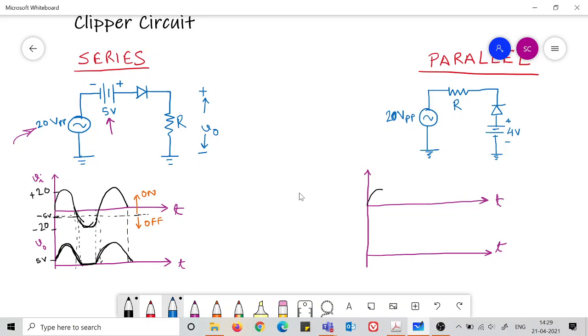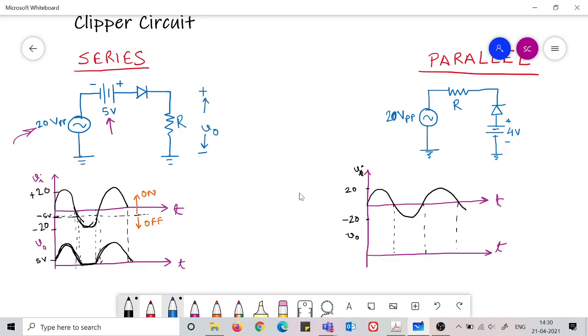This is the input side voltage, 20 volts, 20 minus 20, sorry, Vi, there it is, V0, and here you see what happens. This 4 volt has a positive side on this side and a negative side on this side.